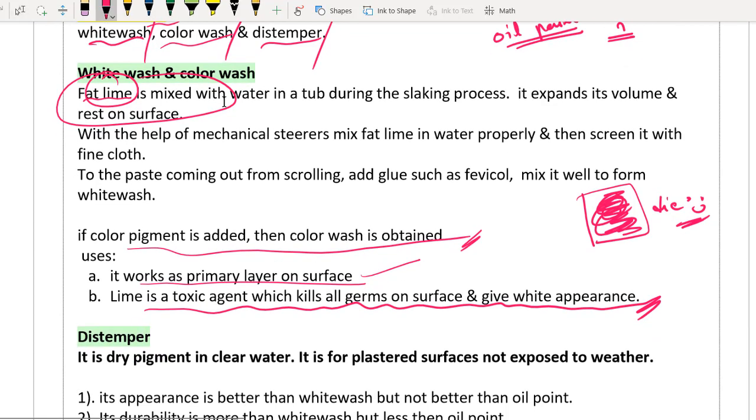So याद रख लेना. To the paste coming out of the scrolling, add glue such as Fevicol. See, ये जो हम whitewash करते हैं, we will also add certain chemicals like Fevicol so that it will be properly sticking to the surface.